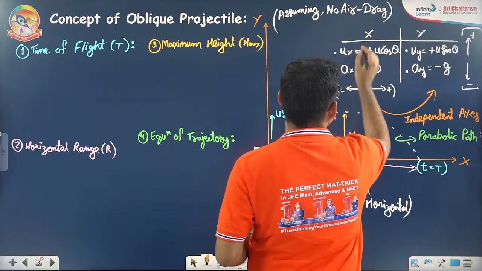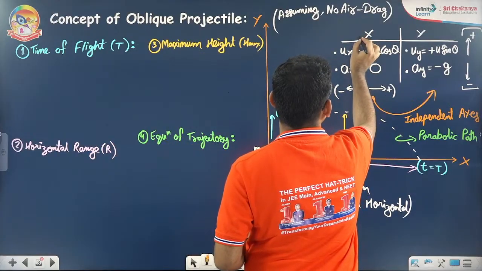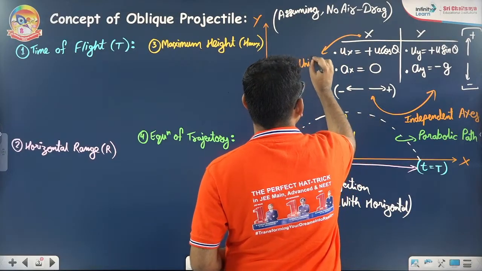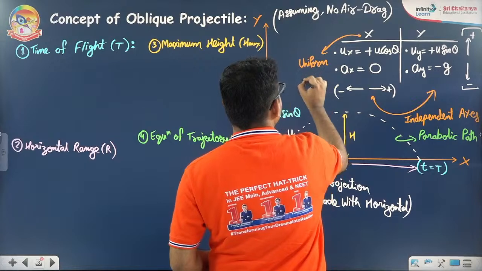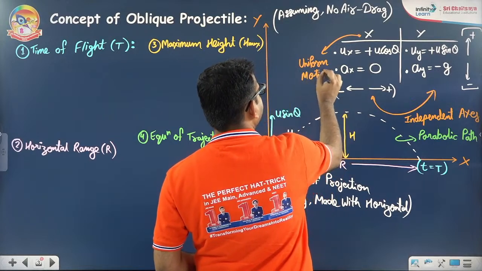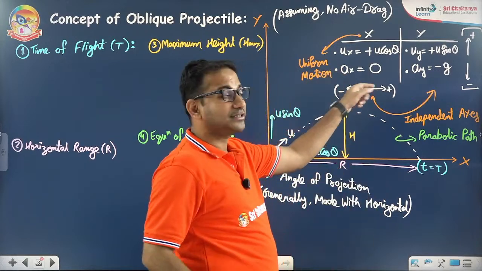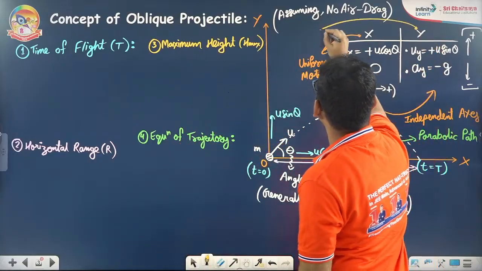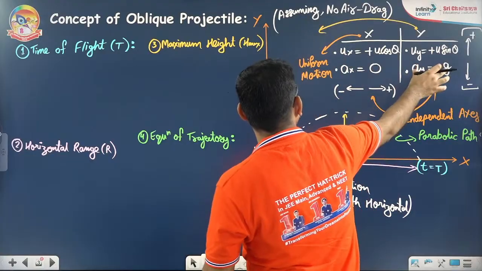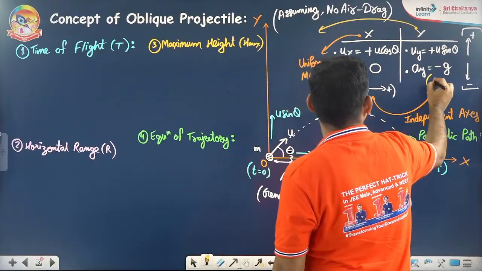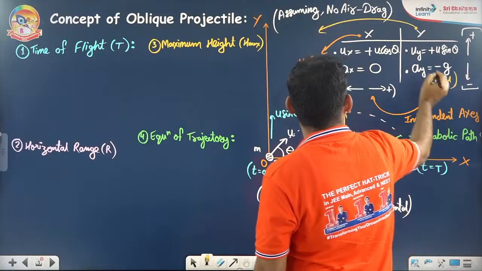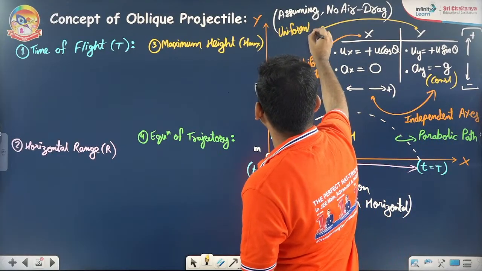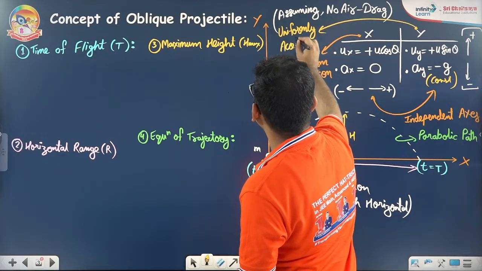So the nature of motion in the x-axis is uniform motion. Why, sir? Because there is no acceleration available here. And the nature of motion in the y-axis, because there is a constant acceleration available there, you will say this is uniformly accelerated motion.